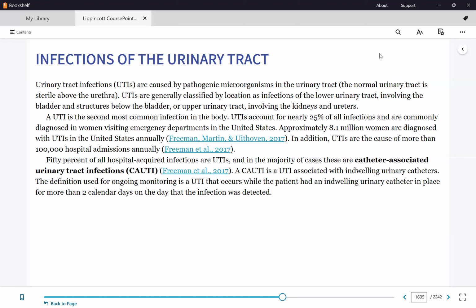This is the second most common infection in the body, next to pneumonia. And for hospitalized patients or patients in institutions, the most common cause is a catheter. So that's why the Joint Commission puts the core measures. Core measures, again, are standards of care.